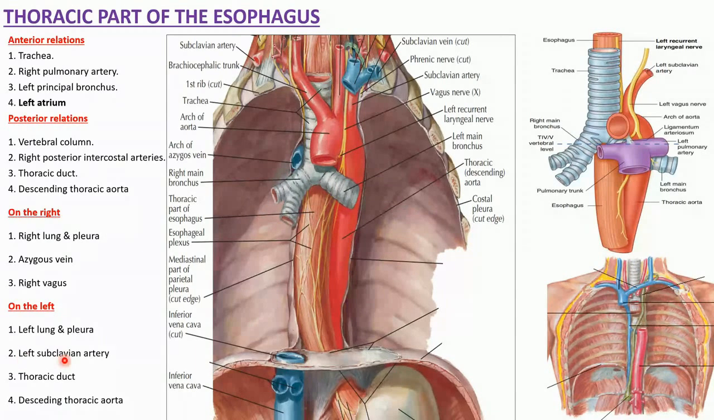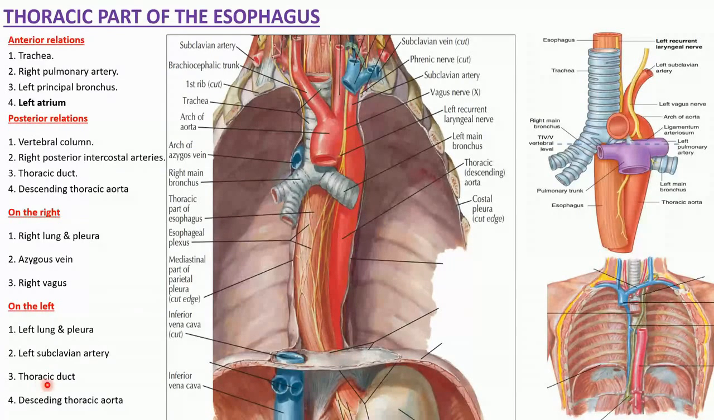Then the left subclavian artery. The left subclavian artery can be seen here. It's one of the branches of the aortic arch. It's going to come off and run upwards slightly, and then curve to the left upper limb. So it's going to be among the structures that will be on the left side of our esophagus.